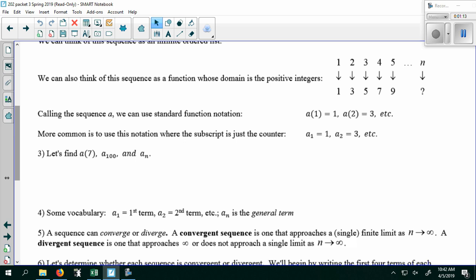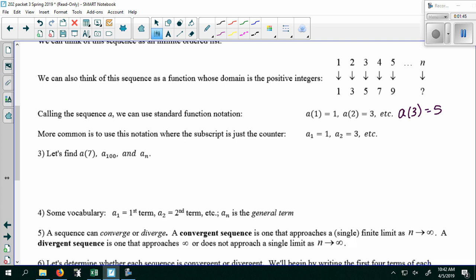So if my sequence is 1, 3, 5, 7, 9, my inputs would be 1, 2, 3, 4, 5, and 1 goes to 1, 2 goes to 3, 3 goes to 5. So calling the sequence A, we could use standard function notation. A of 1 is 1, A of 2 is 3, A of 3 is 5. Right? So when you plot, the first number in the list is 1, the second number in the list is 3, the third number in the list is 5.